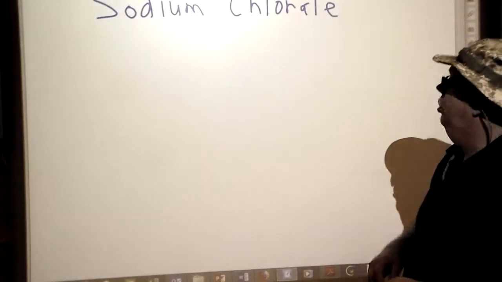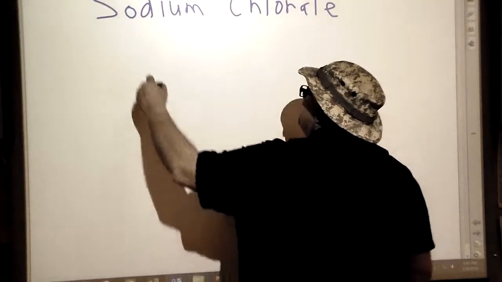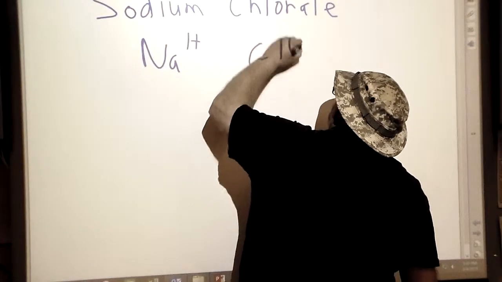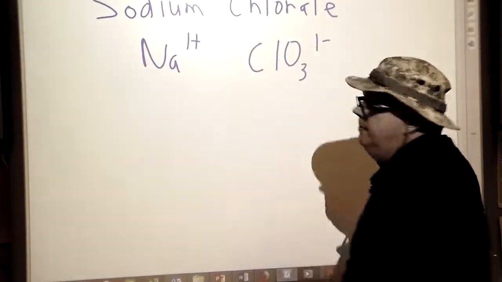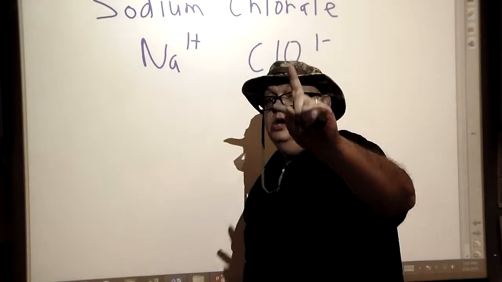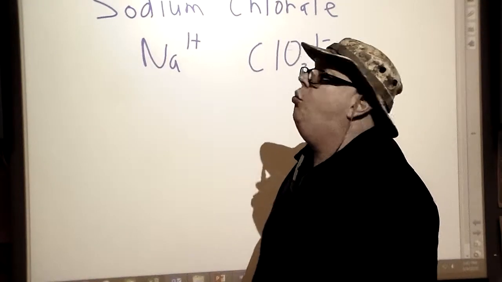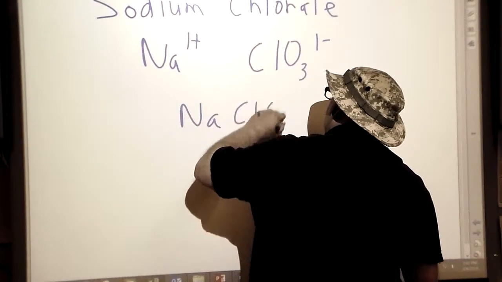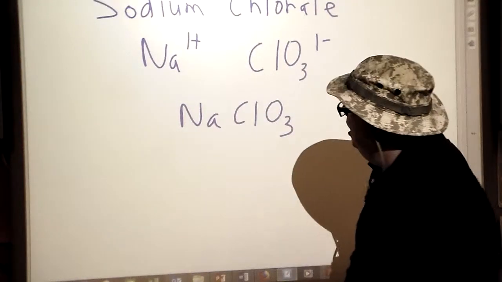So we have sodium chlorate. Okay, so here's sodium with a +1 and the ClO3 with a -1. We can do the crisscross method again. Now remember, in the crisscross method, you don't have to write the 1. We assume it's going to be there. So NaClO3.